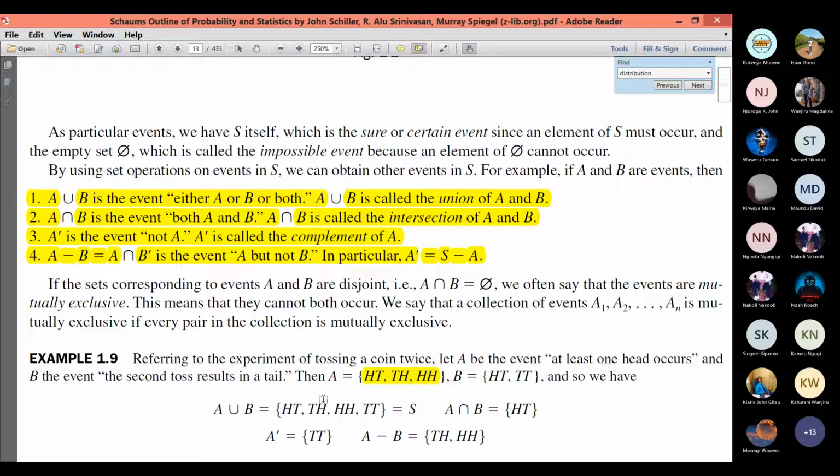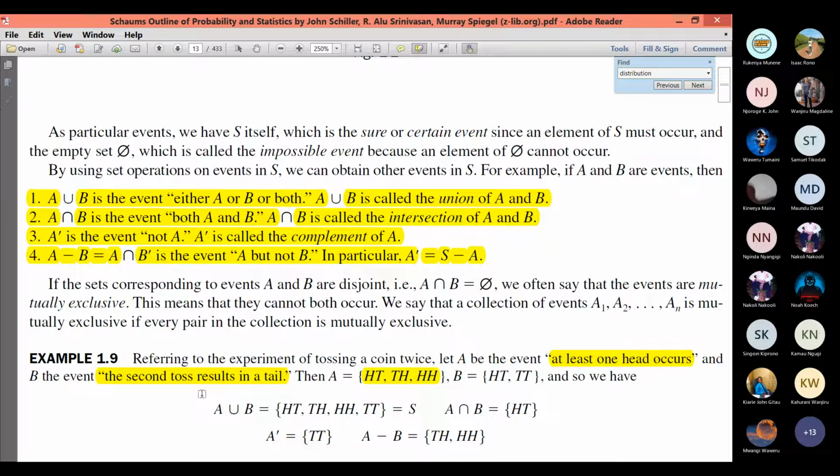So at least means there is only one, and there is one, but it could be more, and that's why you have these possibilities. There is head, tail, tail, head, head, head. Now event B, we have chosen event B. So in A, at least one head occurs, and then event B is a situation where the second toss results in a tail.